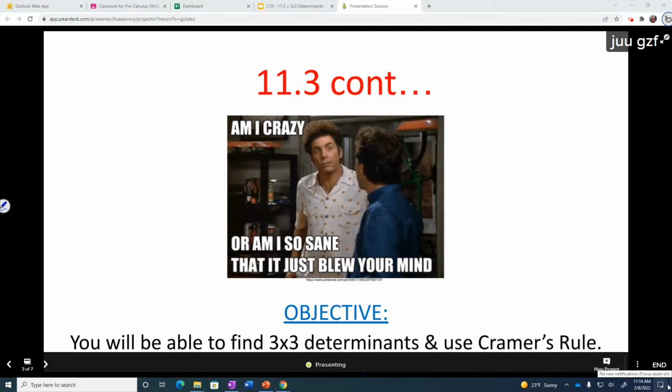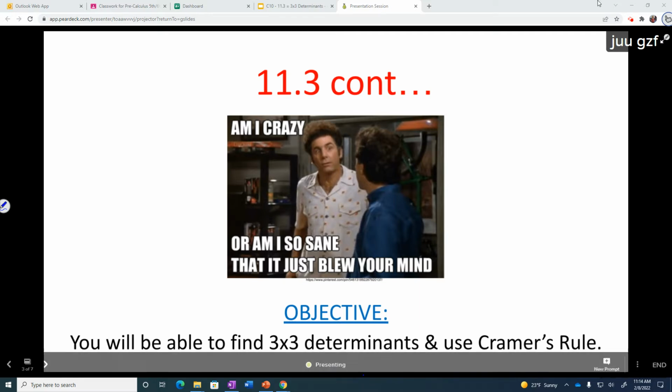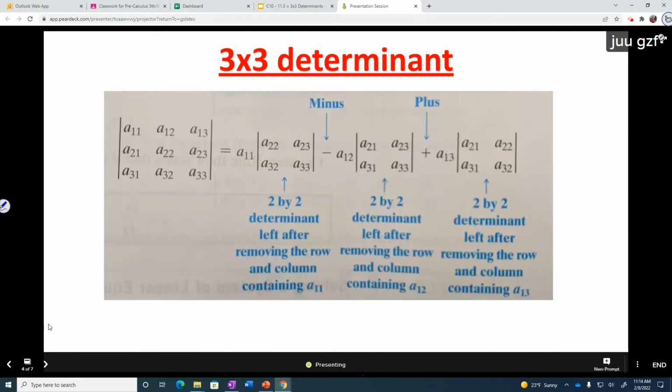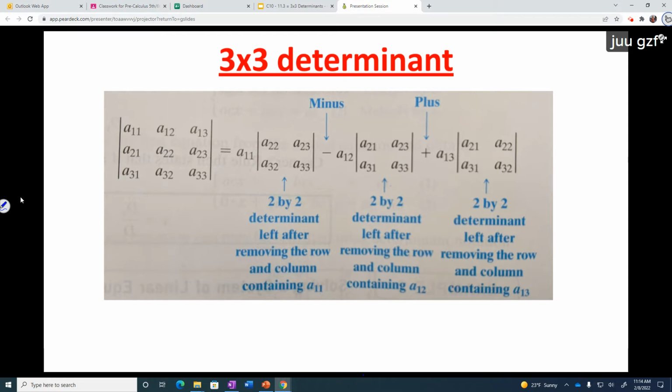Today we're going to talk about 3x3 determinants. A 3x3 determinant is a little bit more challenging than a 2x2 determinant, which means Cramer's rule is a little bit more challenging as well. Don't write this down, but I just want to show you what's happening here. This is a picture I took out of the textbook. This is the formula for finding the 3x3 determinant, which as you can see is a little more challenging than just doing cross multiply, subtract, cross multiply. A lot more stuff going on here.